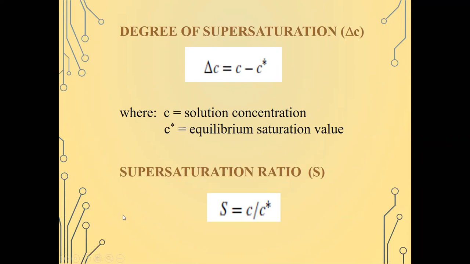Now, there is also another way of expressing the degree of saturation of your solution, and that is the supersaturation ratio. The supersaturation ratio this time does not get the difference between the concentration at equilibrium and the current concentration, but rather the current concentration is measured in terms of percentage compared to that of the equilibrium value. So your current concentration divided by the equilibrium saturation value is the supersaturation ratio, represented as S. Okay? These are ways of expressing the state of your solution.